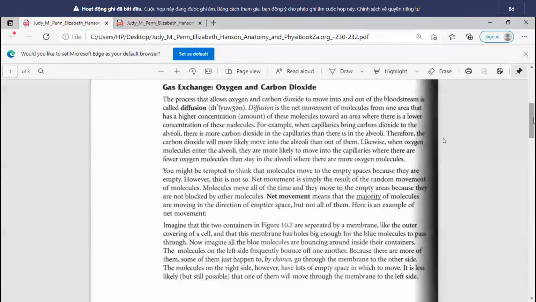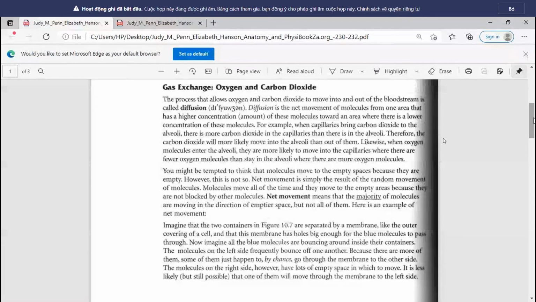Okay, so Kiều, please, can you answer question number 2 for me? When molecules are in the process of diffusion, what does that mean? Can you explain diffusion? Yes, I think diffusion is the net movement of molecules from one area that has a higher concentration of the molecule toward an area where there is a lower concentration of these molecules. Yes, that's right. Thank you.